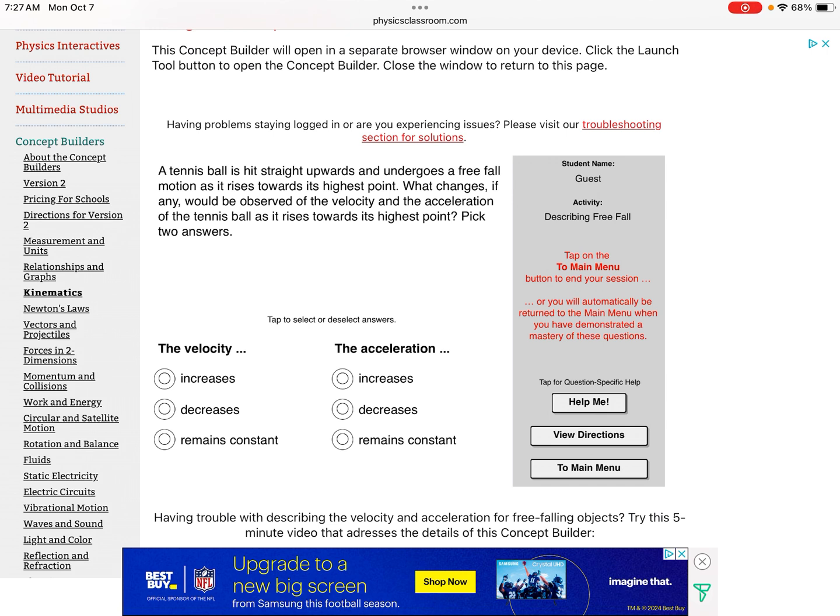The direction of velocity depends on the direction in which it's traveling. If you're going upward, then your direction of velocity is upward. If you're free falling downward, then the direction of your velocity is downward.